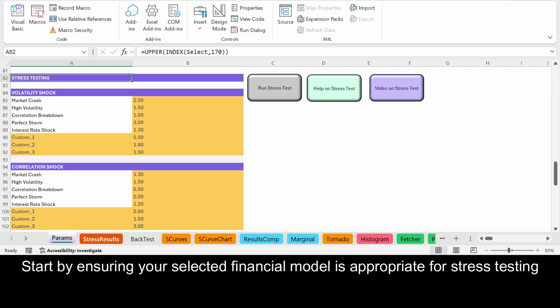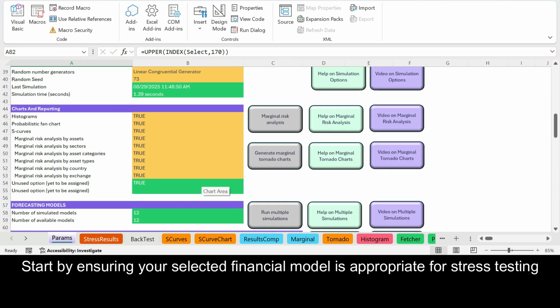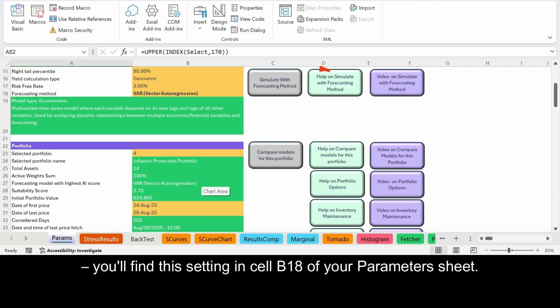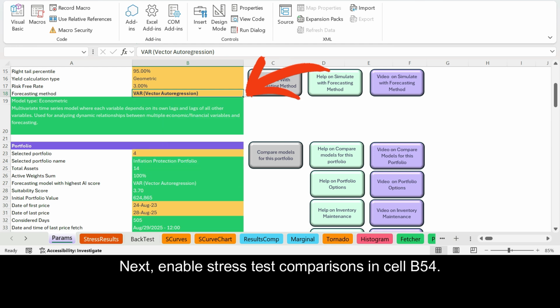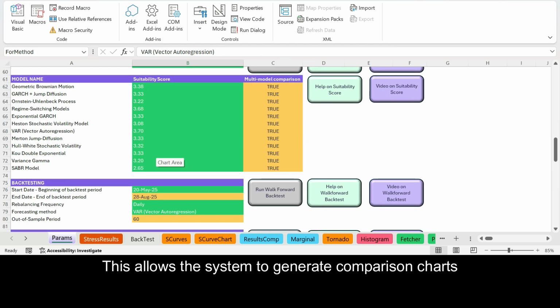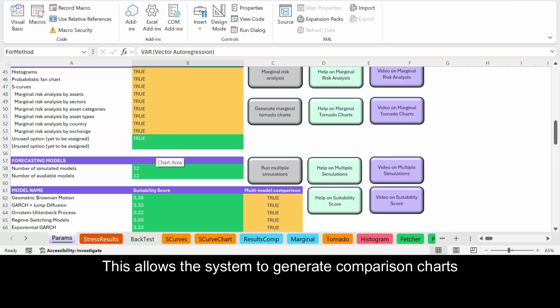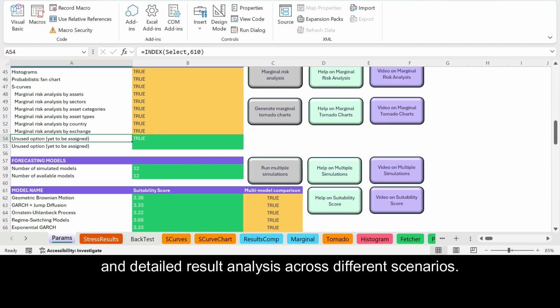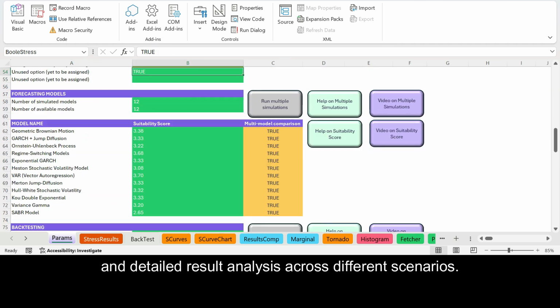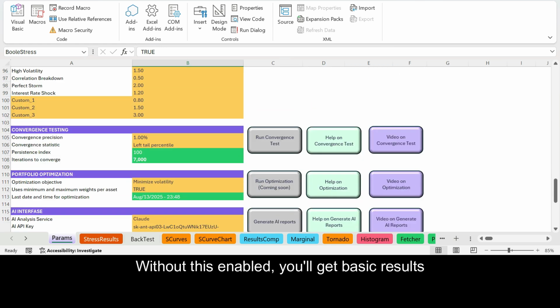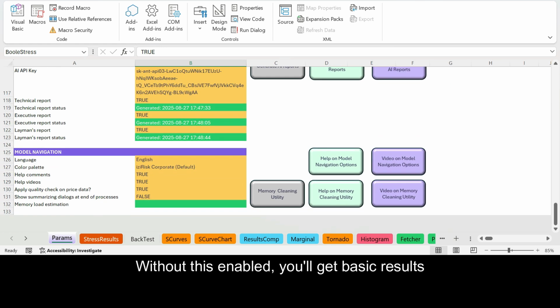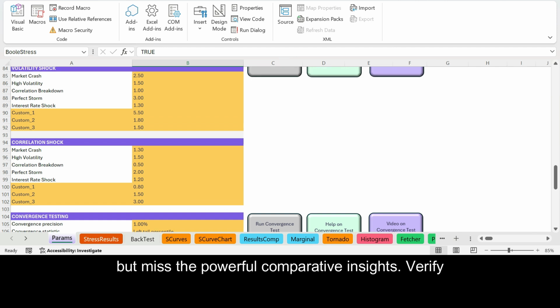Start by ensuring your selected financial model is appropriate for stress testing. You'll find the setting in cell B18 of your parameter sheet. Next, enable stress test comparisons in cell B54. This allows the system to generate comparison charts and detailed result analysis across different scenarios. Without this enabled, you'll get basic results but miss the powerful comparative insights.